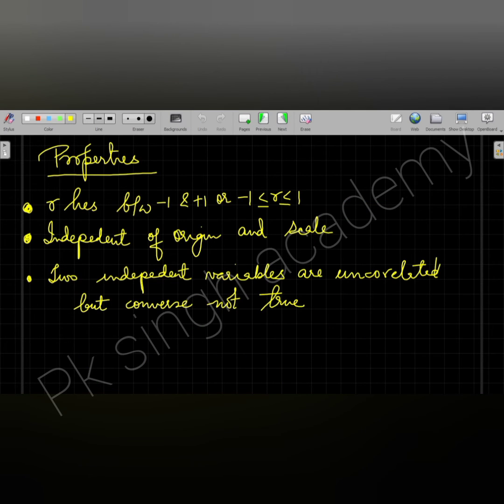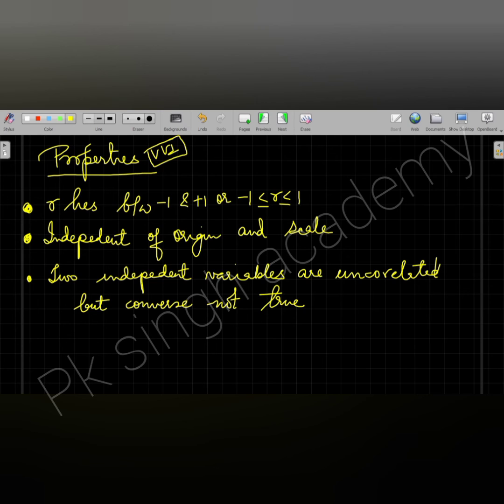Properties. What are the properties of the Karl Pearson coefficient of correlation? This is very important. Many times, questions have been repeated from these properties only. So the properties of every topic are very important. Now we'll see what the properties are.